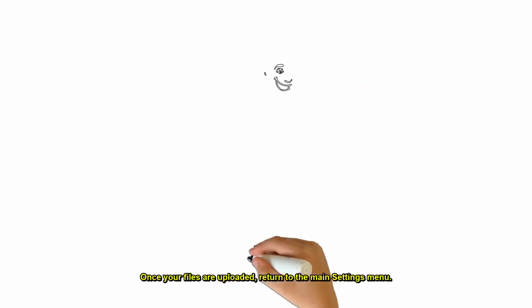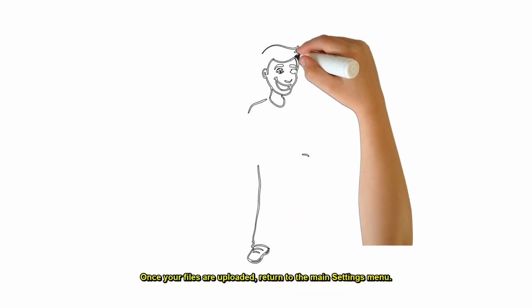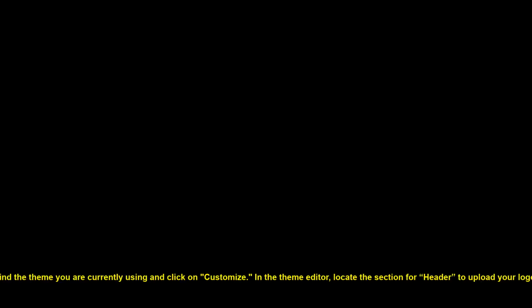Once your files are uploaded, return to the main settings menu. Click on Online Store and then go to the Themes section. Find the theme you are currently using and click on Customize. In the theme editor, locate the section for header to upload your logo. Choose the logo file you uploaded earlier and adjust its size as needed.